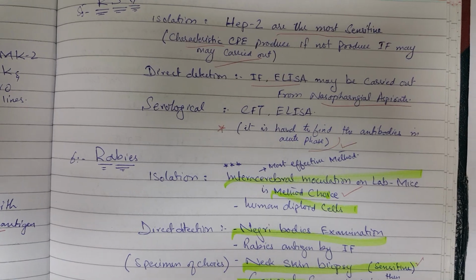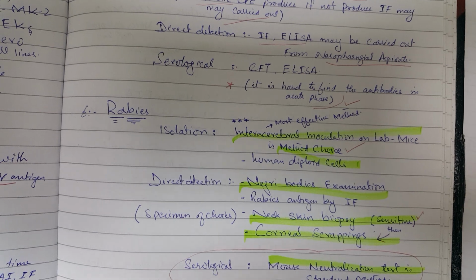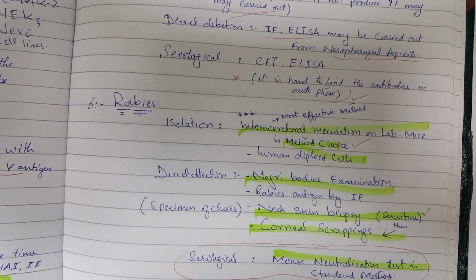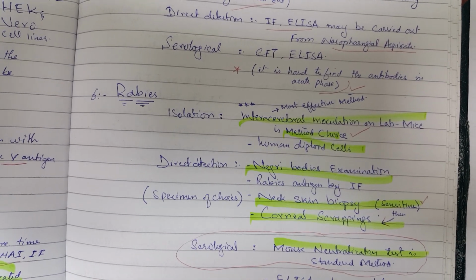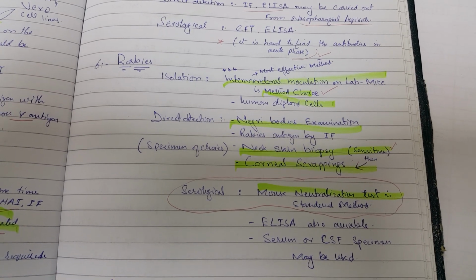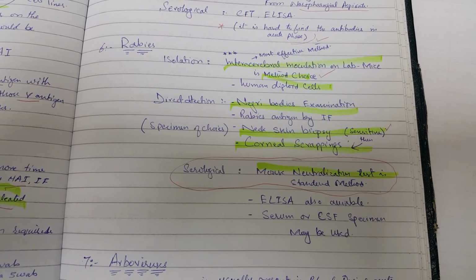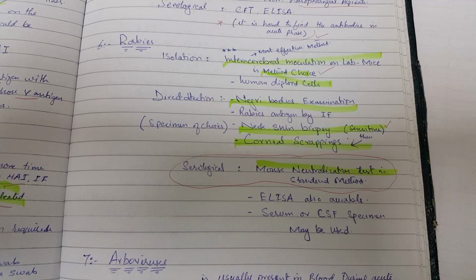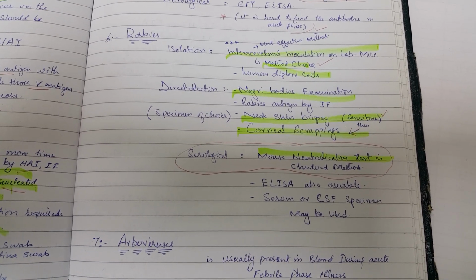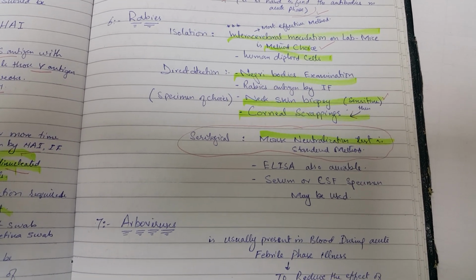in the acute phase. In rabies, isolation by intracerebral inoculation in lab mice is the method of choice and most effective method. In direct detection, Negri bodies are examined, along with rabies antigen by immunofluorescence, and the specimen of choice is neck skin biopsy, which is more sensitive than corneal scraping. In serological identification, the mouse neutralization test is the standard method. ELISA is also available, and serum and CSF specimens may be used.